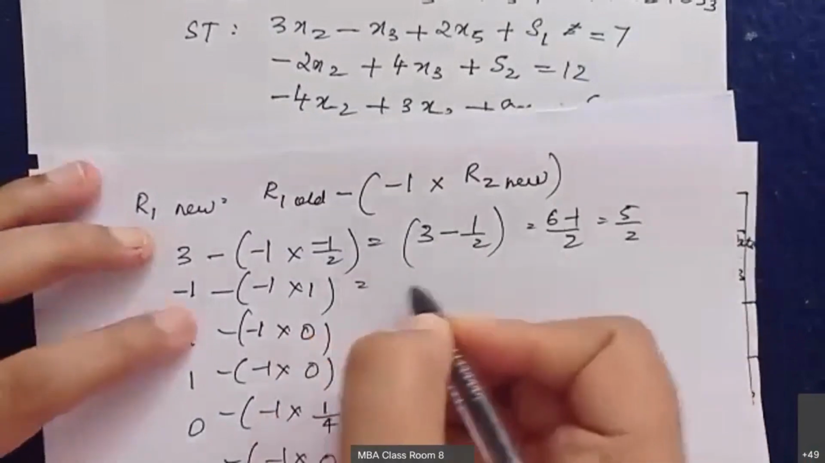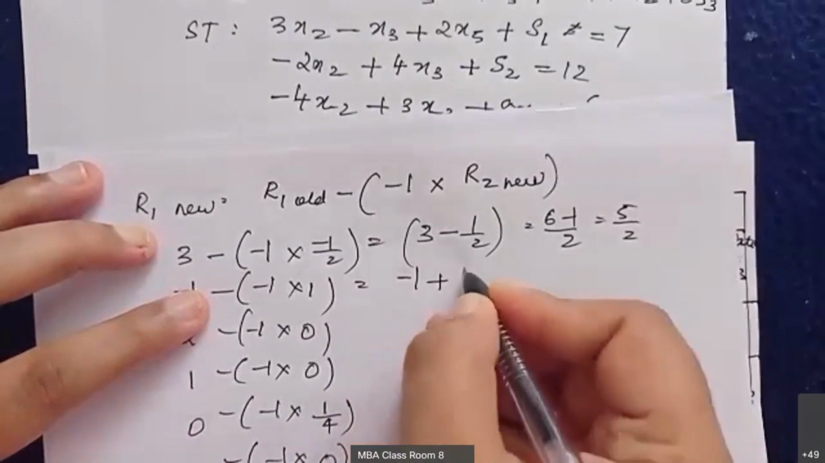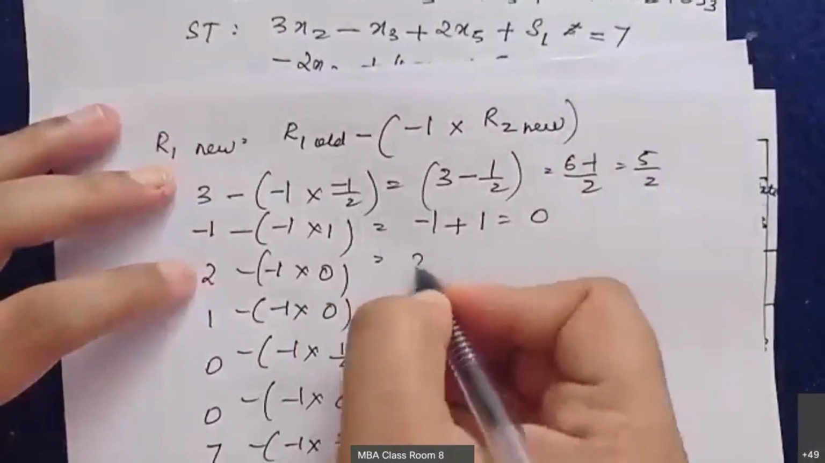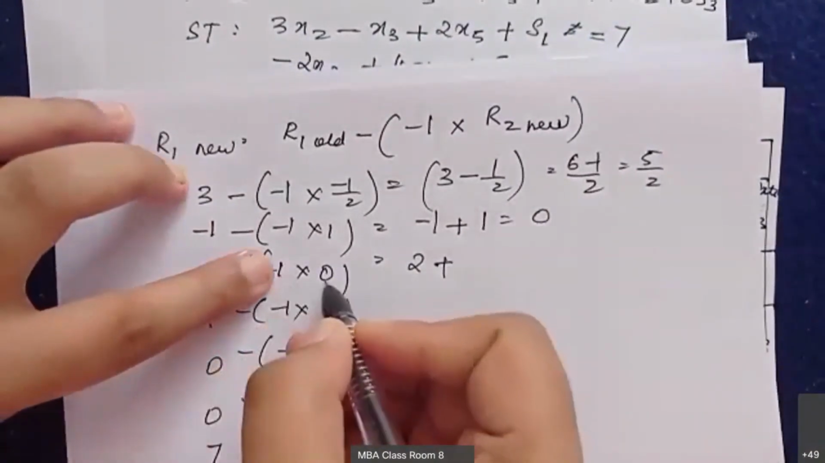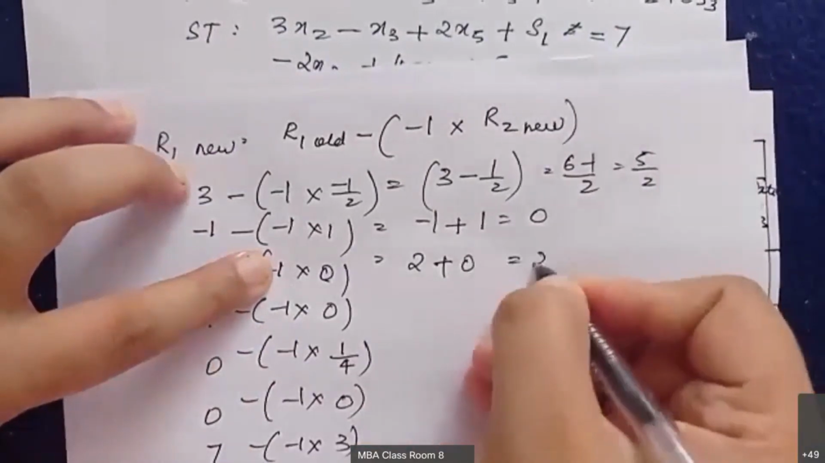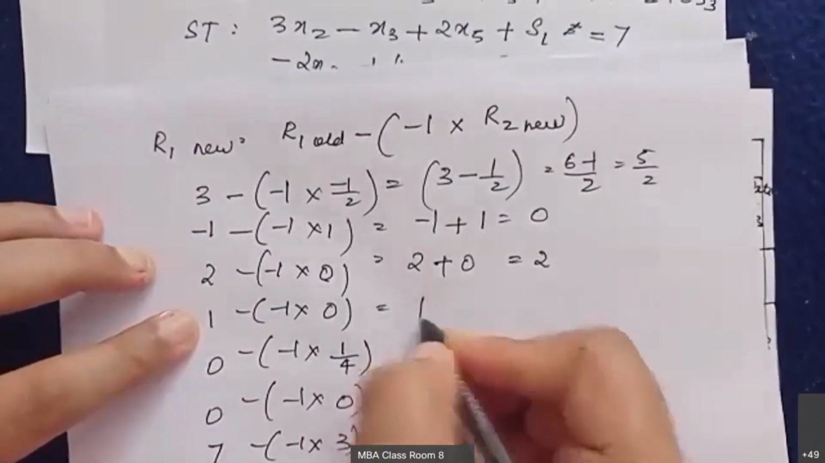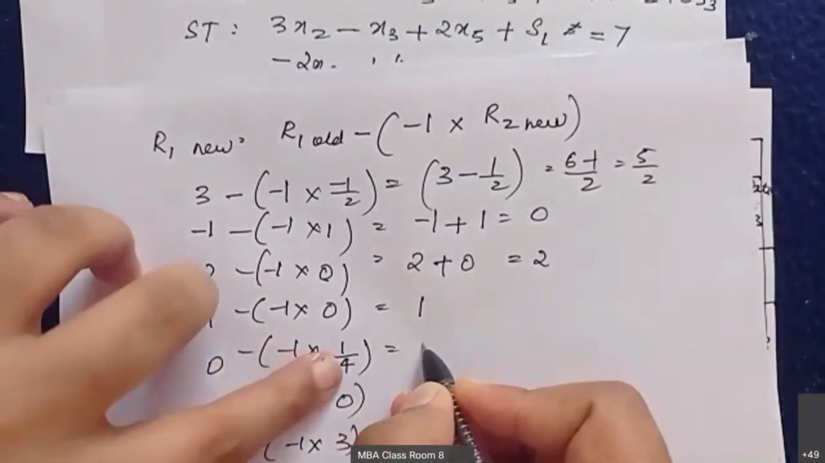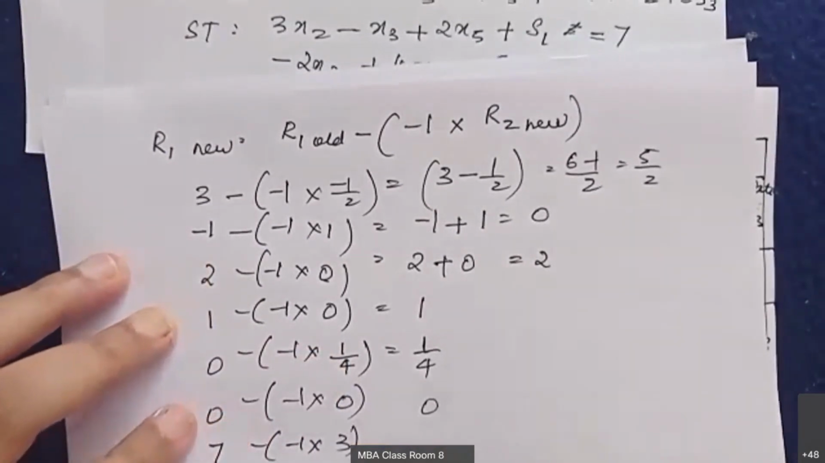Next one, minus 1, negative into negative, it is plus 1. Minus 1 into plus 1, which is 0. Next, 2, here minus into minus is plus, 1 into 0 is 0, which gives 2. Again, here we have multiplication by 0. So in effect, it becomes 1. This one only we need to consider. Again, 0 minus, here we have negative into negative, which is positive. Then we have 1 by 4. Here we have 0. Okay, 0 minus 0, which is 0.